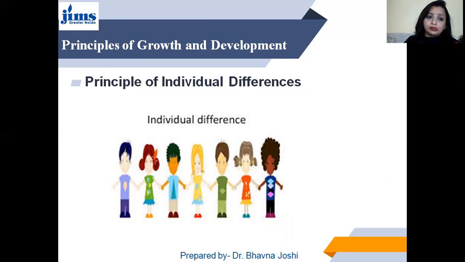For example, a child may start crawling at the age of 6 months, whereas another child may start crawling at the age of 8 months. So there is individual difference with respect to growth and development. In the same way, we can say it is based on gender also. Boys and girls have different development rates. So each child grows at his own unique pace.